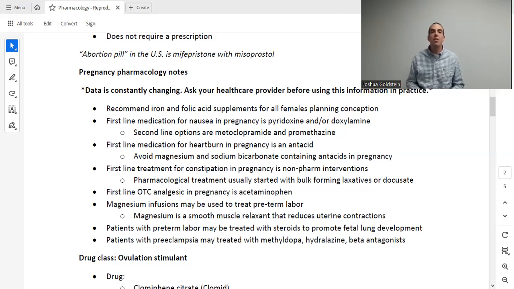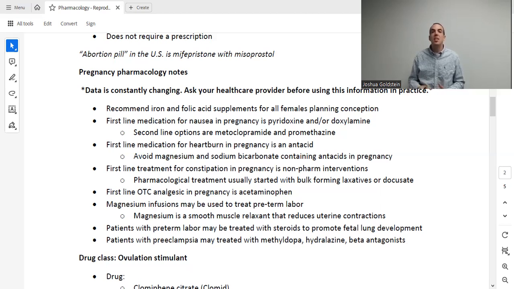The first line over-the-counter analgesic in pregnancy is acetaminophen. That is preferred over NSAIDs like aspirin or ibuprofen, which are not recommended to be taken in pregnancy. Again, this is based on the latest data. Again, that can change. Talk to your OB before making any official recommendations.